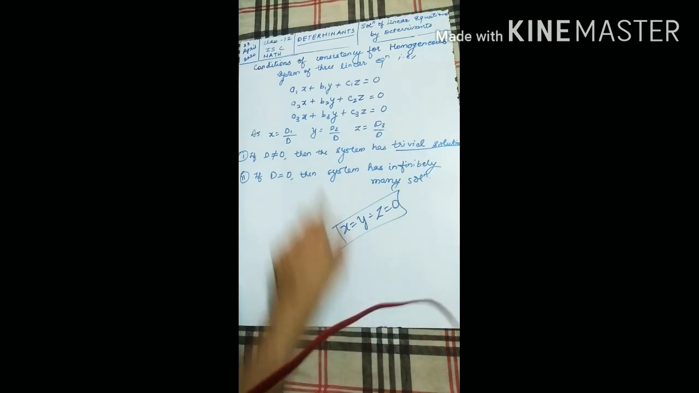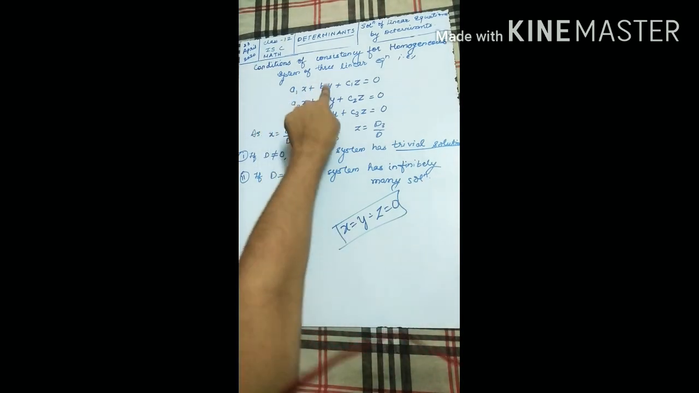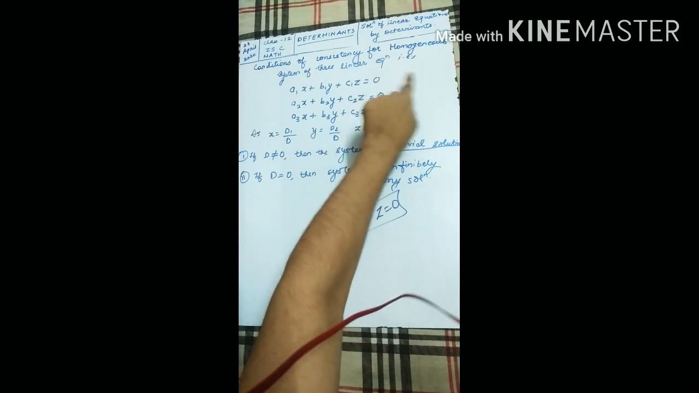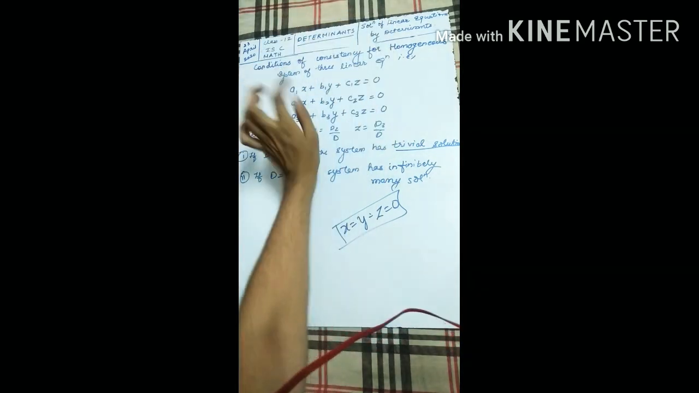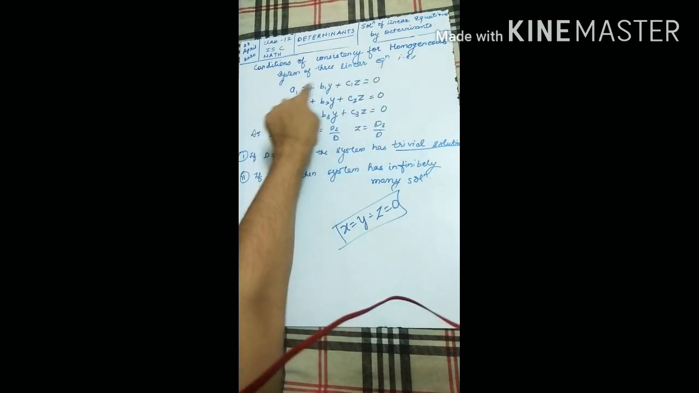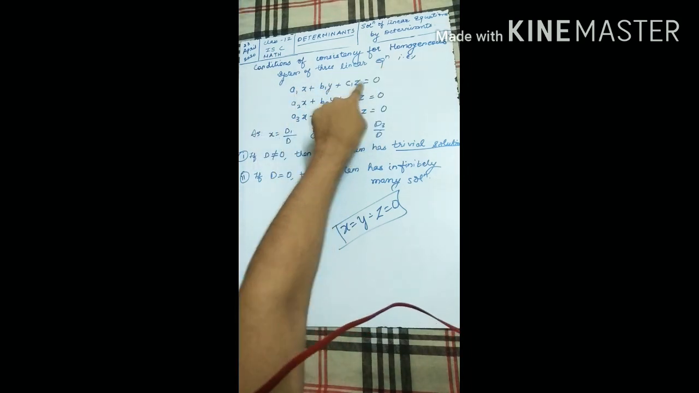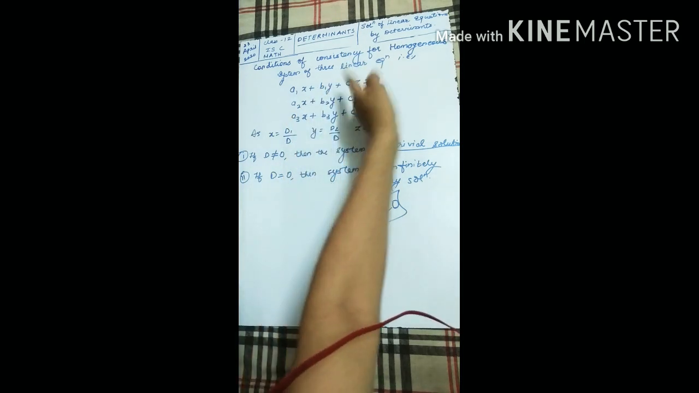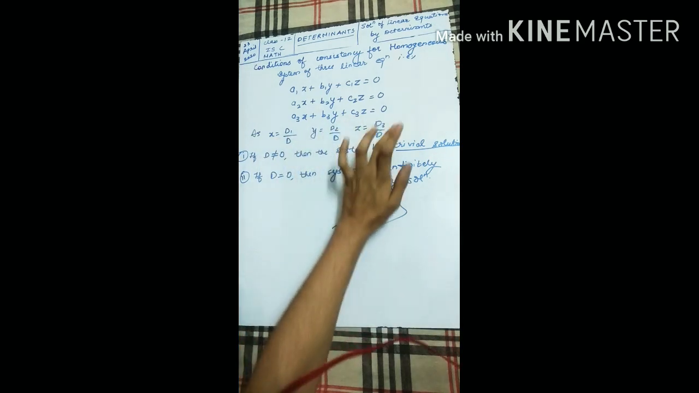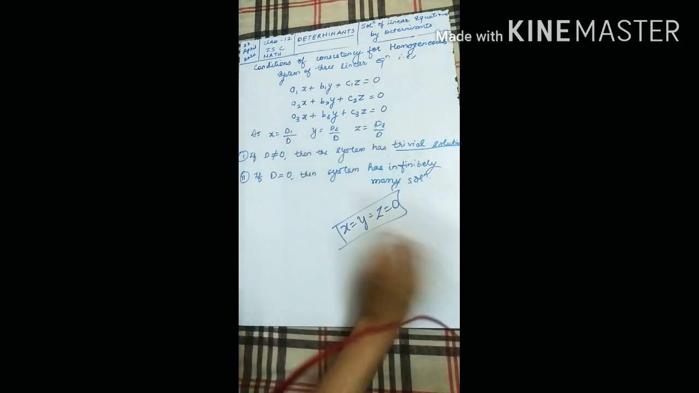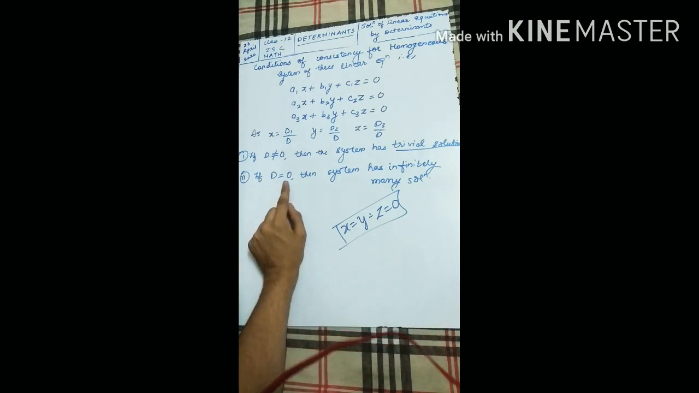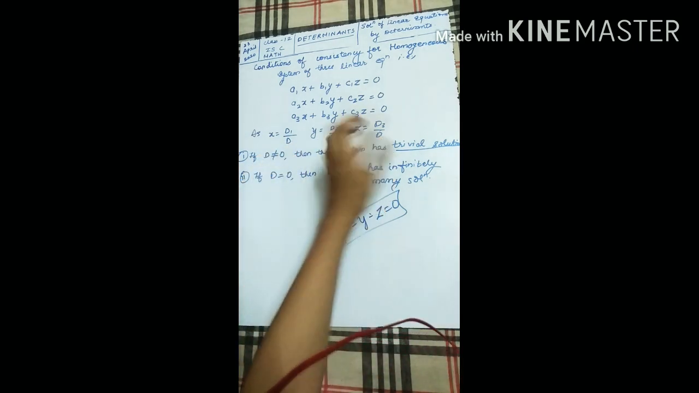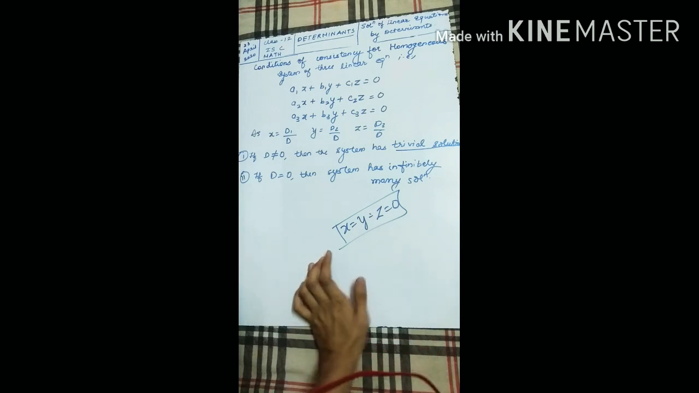Because from the equation you have a1x plus b1y plus c1z is equal to 0. To satisfy this equation, to get 0, what is the possible value here? If I put x equal to 0, y equal to 0, z equal to 0, then only we'll get 0 equal to 0 and the equation will be satisfied. Hence, if d1, d2, d3 are equal to 0 and d is not equal to 0, then you have the trivial solution. Secondly, if d is equal to 0, that means if your denominator is 0, then we can understand that it has infinitely many solutions.